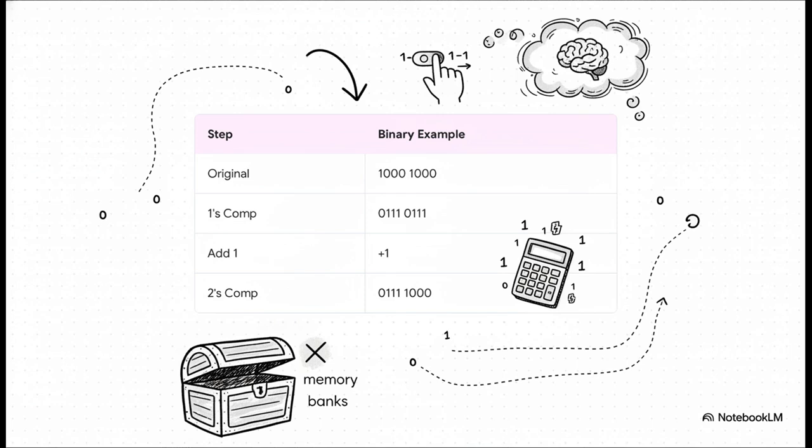Say we have an original binary value of 1000 1000. First, you find the 1's complement by simply toggling every single bit. So all the 1s become 0s, and all the 0s become 1s, giving us 01110111. Easy enough, right? Then you literally just add 1 to that result, and boom, our final answer, the 2's complement, is 01111000. This is the precise sequence you'll need to demonstrate to represent negative integers.